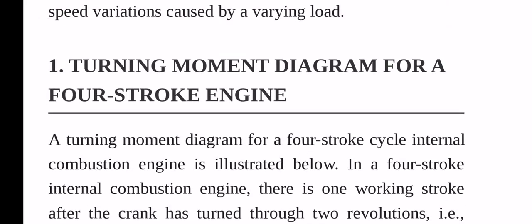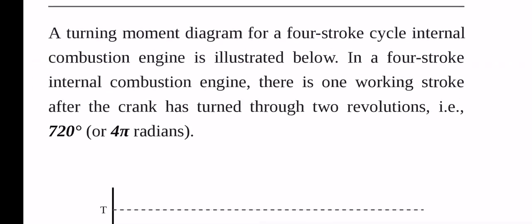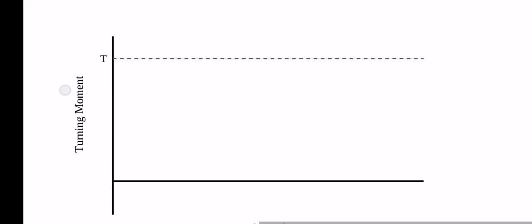Turning moment diagram for a four-stroke engine. A turning moment diagram for a four-stroke cycle internal combustion engine is illustrated below. In a four-stroke internal combustion engine, there is one working stroke after the crank has turned through two revolutions, that is 720 degrees or 4 pi radians.